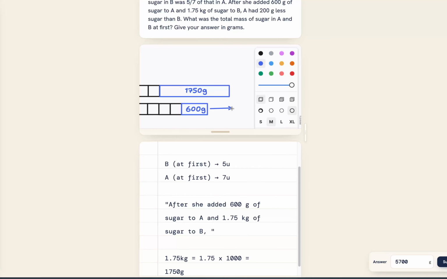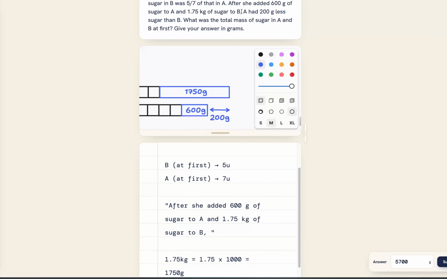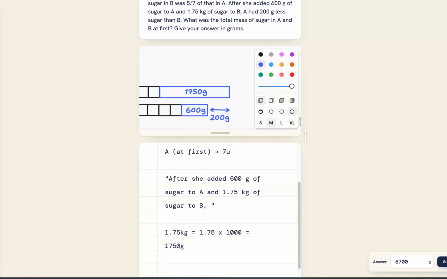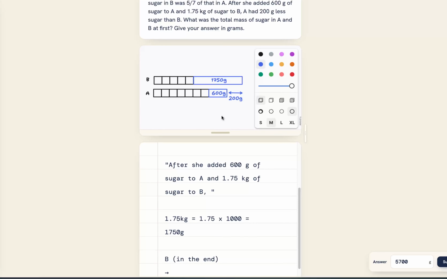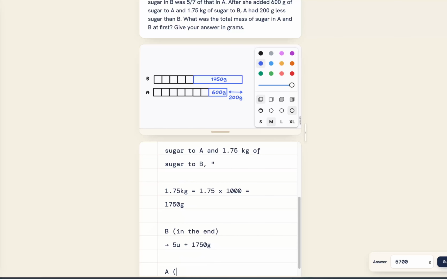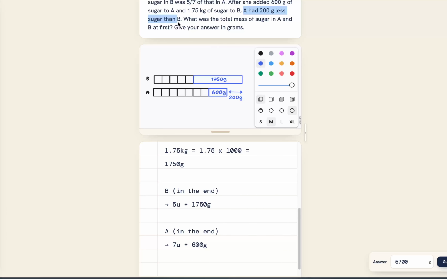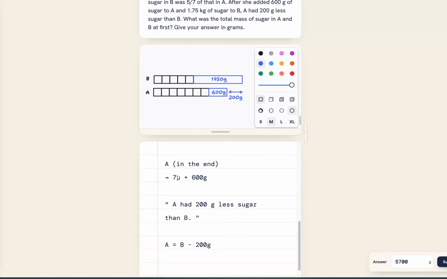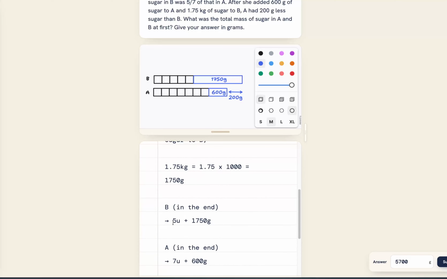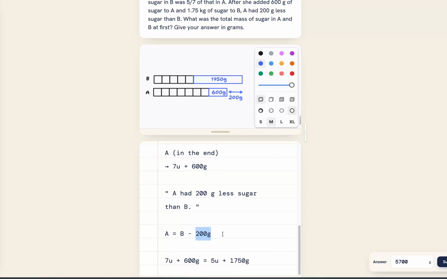Then the difference over here is equal to 200 grams. So that means A had 200 grams less than B. So let's write it down. B again is equal to 5 units plus 1750 grams. And then A in the end has 7 units plus 600 grams. So when it says A had less than B, that means A is equal to B minus 200 grams. In this case, we can swap in the value, 7 units plus 600 grams, equal to B, which is 5 units plus 1750 minus 200 grams.